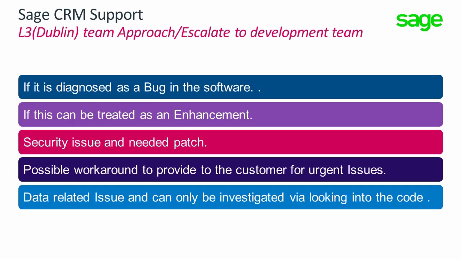Now the last thing, when we say development team, the part of the development team. So when should the L3 team approach or escalate to the development team? Now, if we think that this is a bug in the software, if we diagnose that it is a bug in the software, we can escalate to the development team.